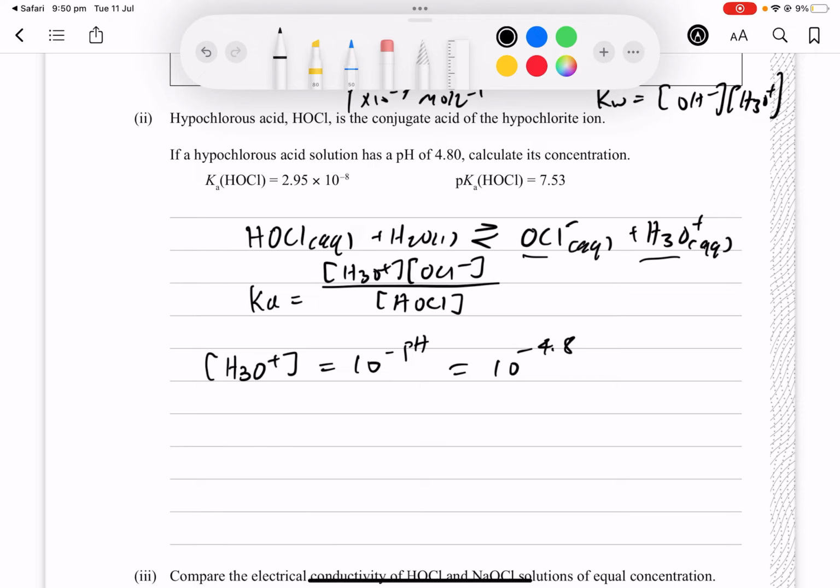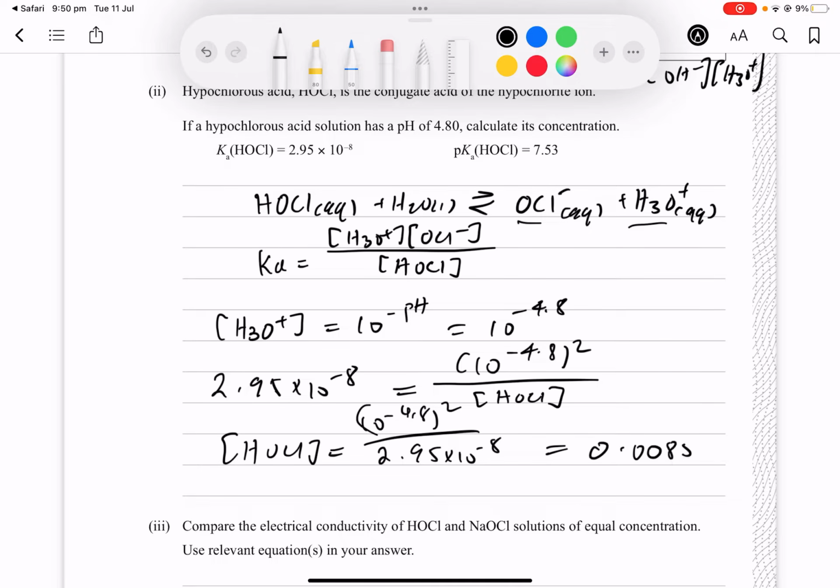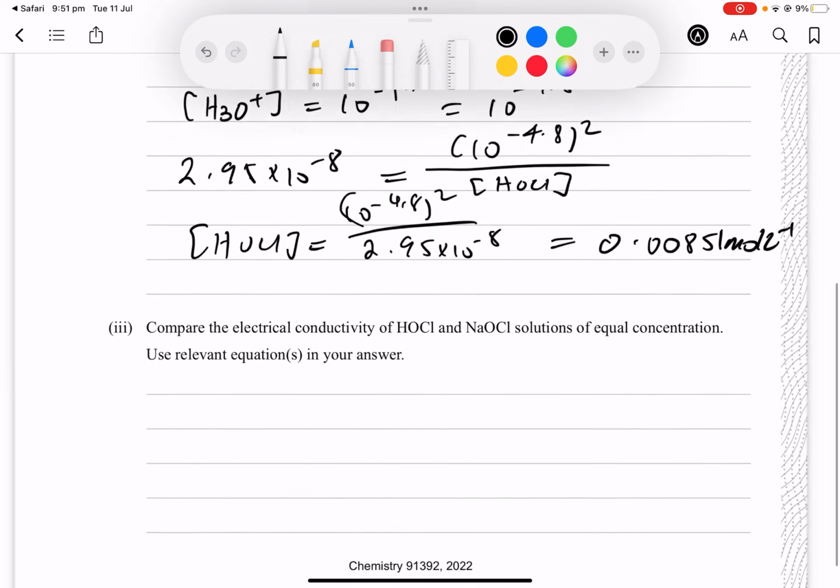We have Ka equal to 2.95 times 10 to the power of negative 8. That is going to be equal to 10 to the power of negative 4.8 whole squared divided by the concentration of HOCl. And if we rearrange to find HOCl, HOCl is going to be equal to 10 to the power of negative 4.8 squared divided by 2.95 times 10 to the power of negative 8. And this will be equal to a concentration of 0.00851 mole per liter. And that's our final answer. So we look at part III.